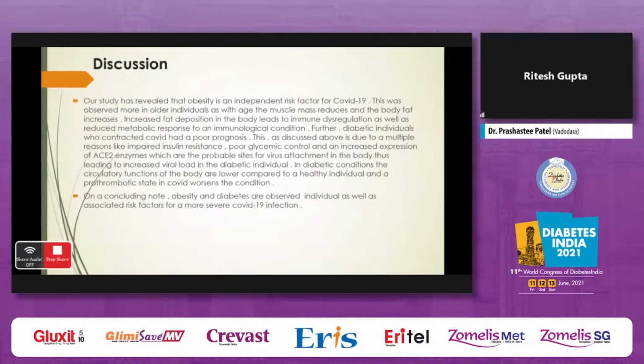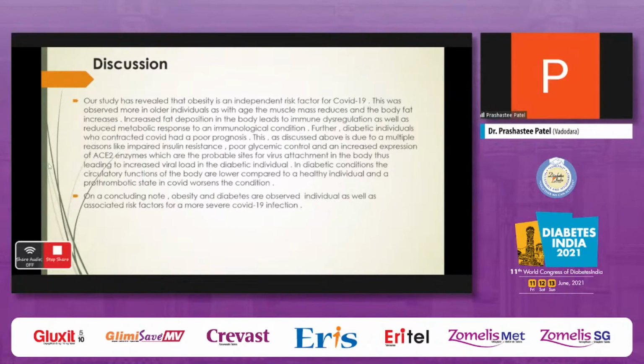The discussion. Our study has revealed that obesity is an independent risk factor for COVID-19. This is observed more in older individuals, as with age, the muscle mass reduces and the body fat increases. Increased body fat deposition in the body leads to immune dysregulation as well as reduced metabolic response to an immunological challenge. Further, diabetic individuals who contracted COVID had a poor prognosis.